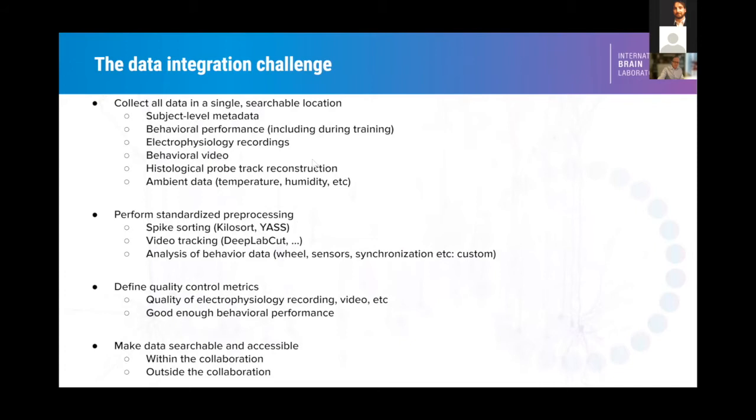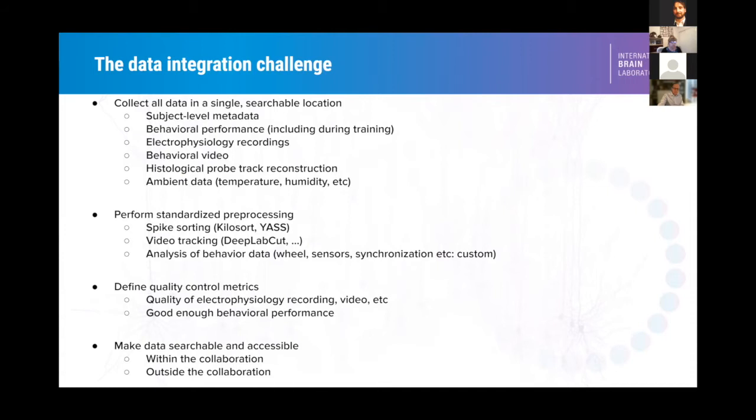So what we need to do is get first all of the data together in a single location and make it searchable. That's really important, because there's so much data. And so we collect all of the data together. That's metadata, data about the subjects, the genotype, etc., data about the behavioral performance, the electrophysiology data, and all sorts of other recordings, such as the behavioral video, which is extremely important to have, probe track localization from the electrodes, which is histology, it's still image data, and then other sorts of data like we have an ambient sensor that measures the temperature and humidity in the rig, etc.